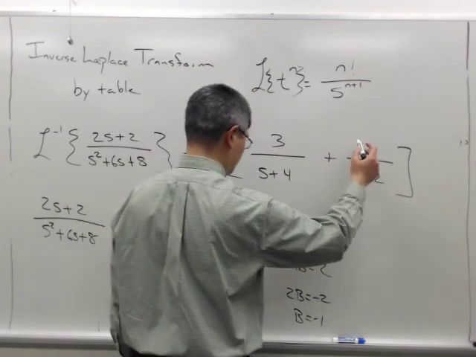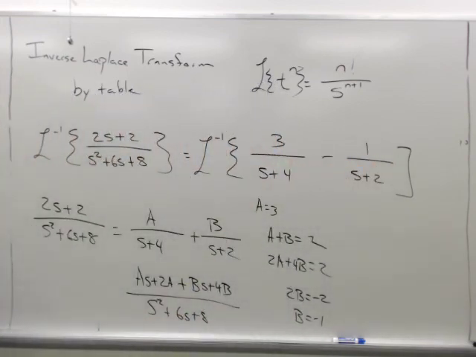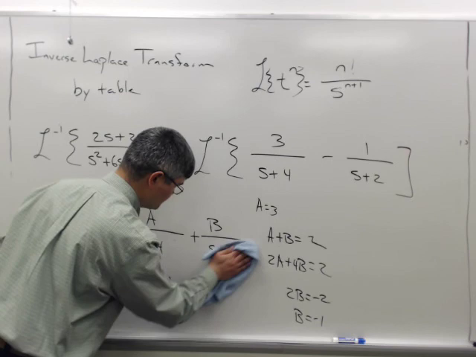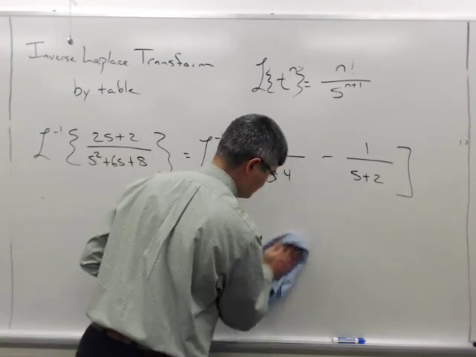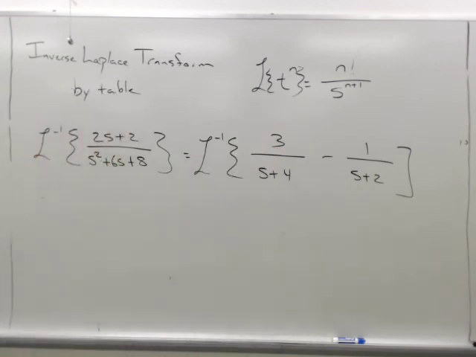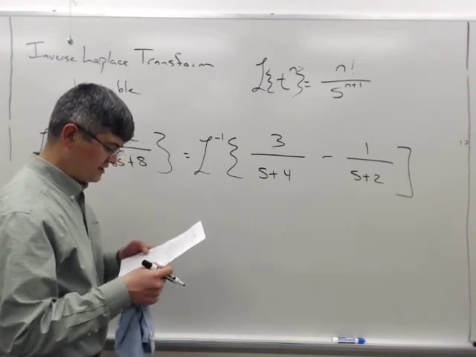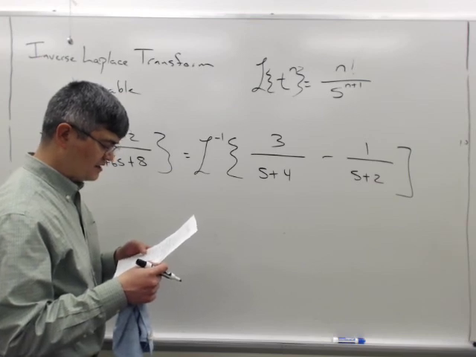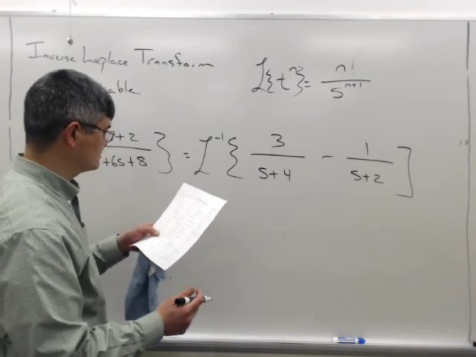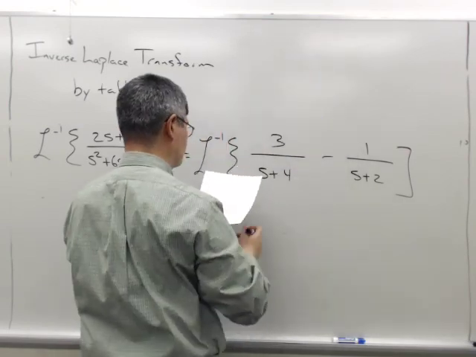So this is 3 plus minus 1. And you can look in the table now and find the inverse Laplace transform of each one of those. If you need to go, I apologize for running over. Let me just finish this and we'll be done. So I look in the table, and the table entry is this one, which I think is 23.